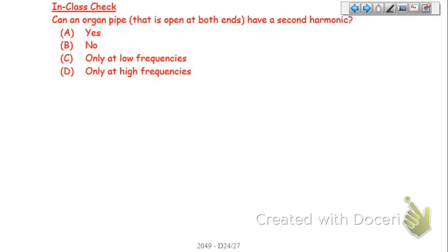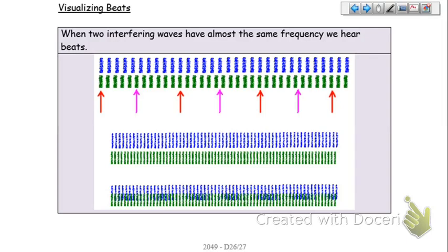Can an organ pipe that is open at both ends have a second harmonic? Open at both ends? What do you think? Yes, it's the one that's open at only one end that cannot. How much time do I have? I have 7 minutes. I can do this.